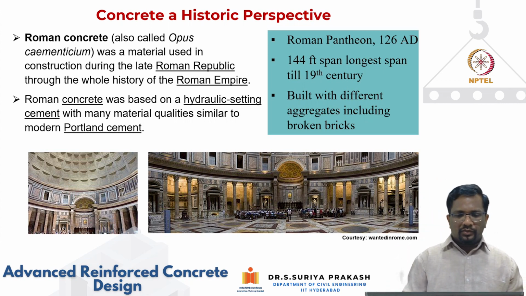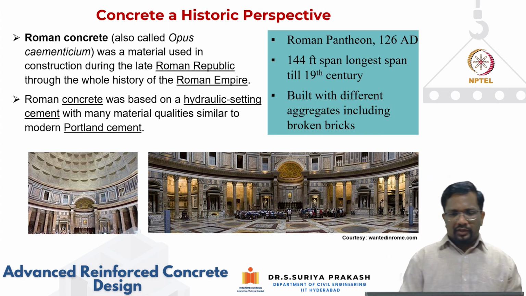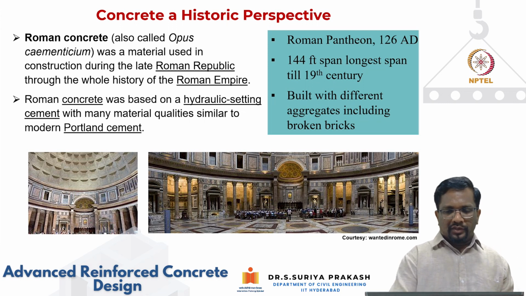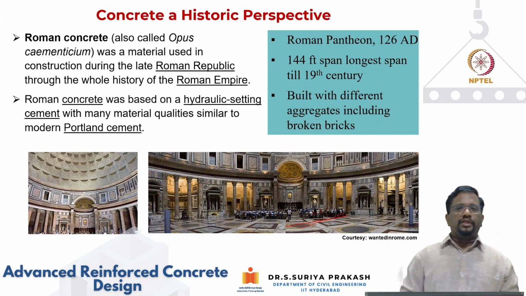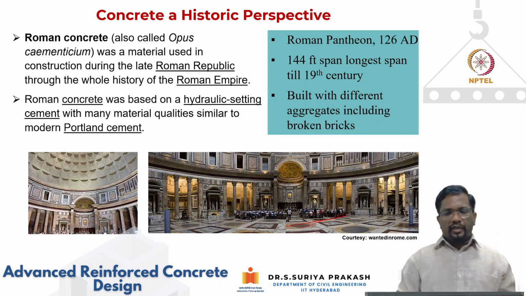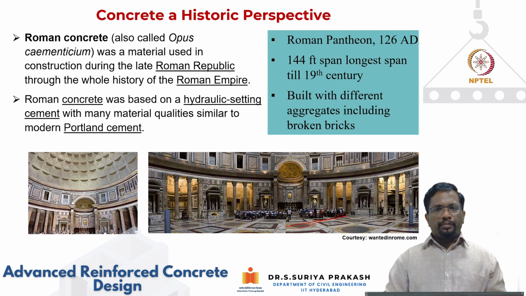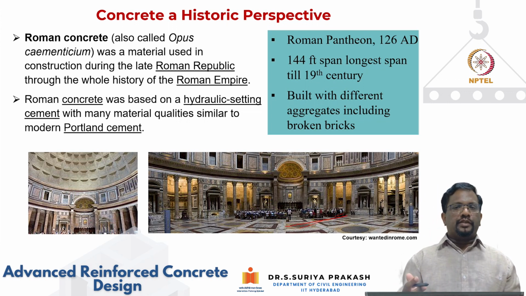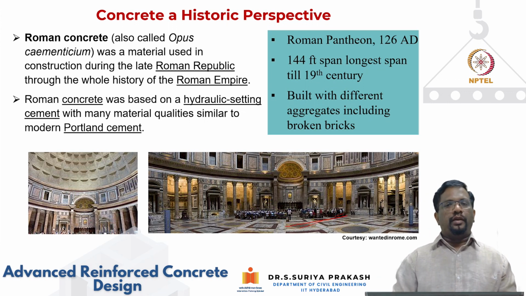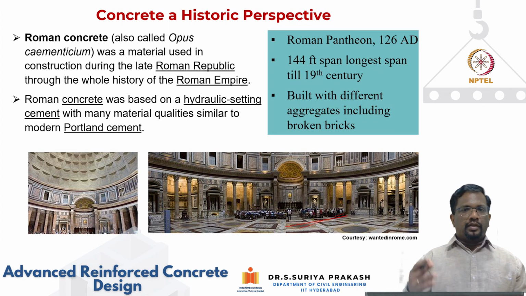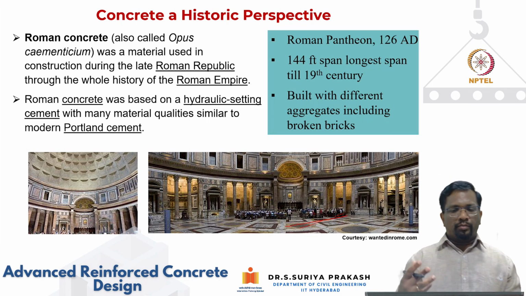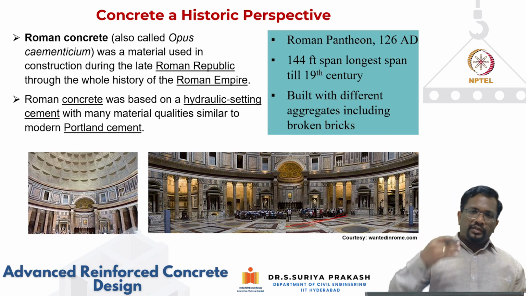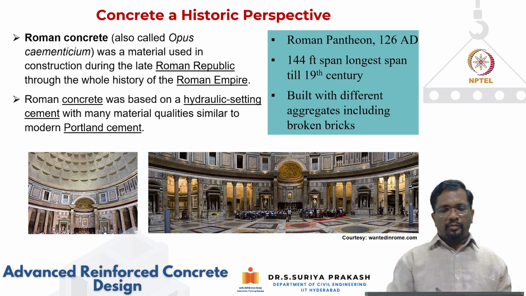Now, this is one of the very famous structures you all might have heard about. This is the Roman Pantheon, the one that you see here. It was built in 126 AD. In fact, it had about a 144 feet span, which is considered to be one of the longest spans till the 19th century. They built it with different lightweight aggregates like pumice and broken bricks and so on. As they were approaching the top of the roof, they were using lighter and lighter material.